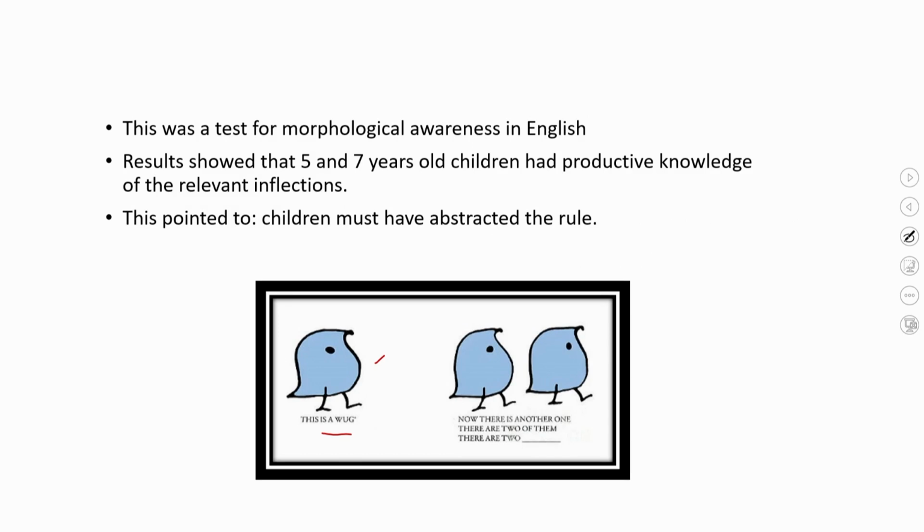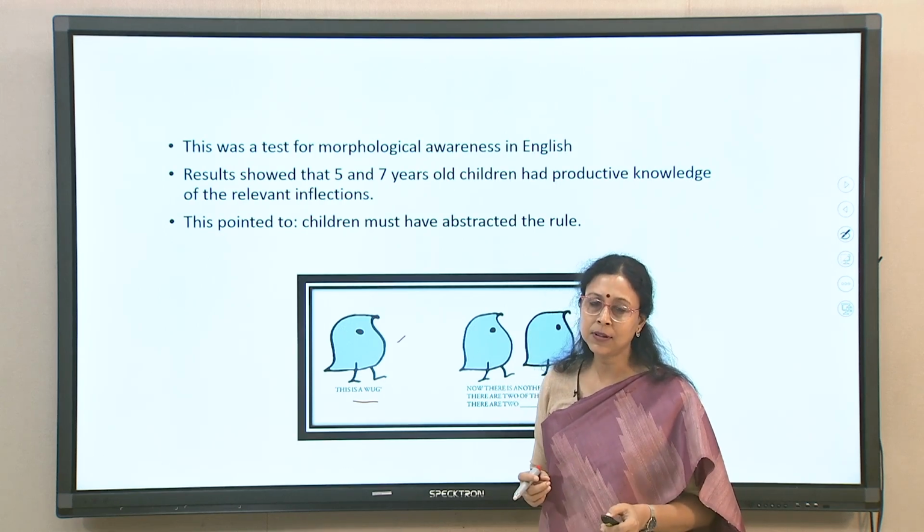This was basically a test for morphological awareness in English. Results showed that 5 and 7-year-old children had productive knowledge of the relevant inflections, in this case 1 wug, 2 wugs. The wug does not exist, but it resembles a bird. They wanted to see if children understand this property as a general rule and apply it to a novel word, which is not actually a word, but for them it is a novel thing, and whether they are able to apply the grammatical rule or not. They found out that they do.